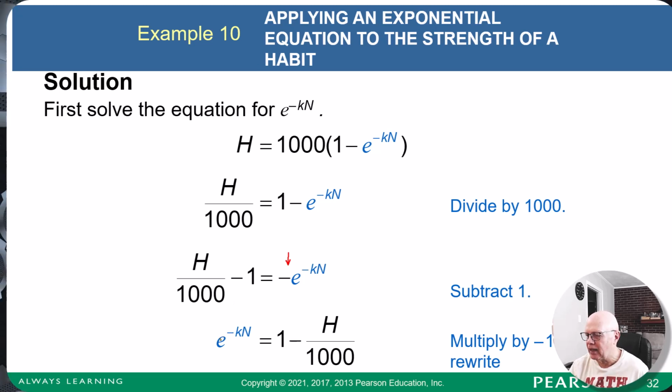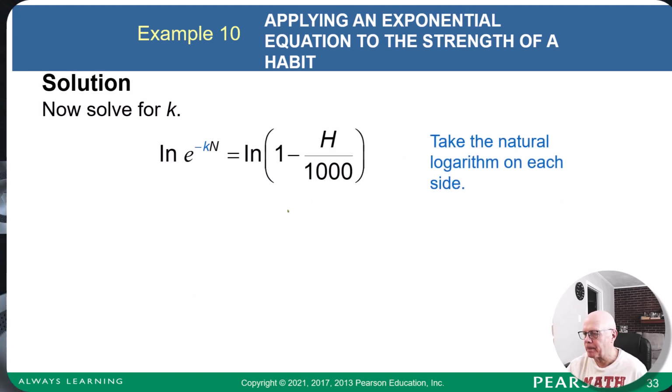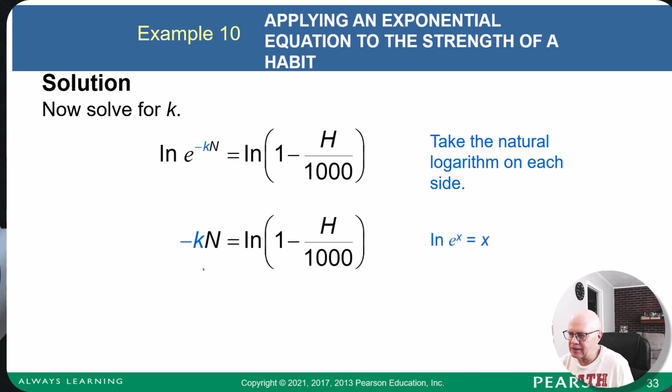Now we've got e to a power, and of course we're going to take the natural logarithm of both sides. Natural logarithm and e to a power, you just have the power. So that's pretty easy. And the right hand side, just leave it the way it is. Don't bother with it.